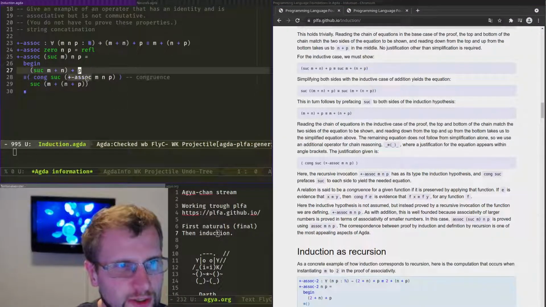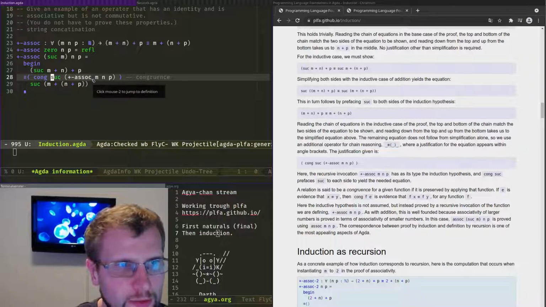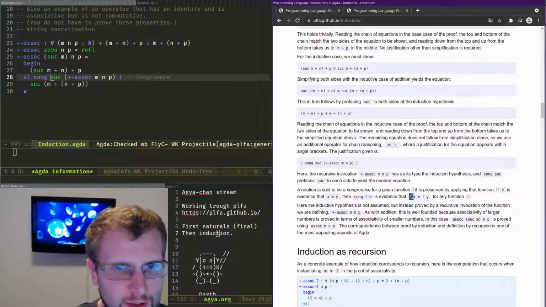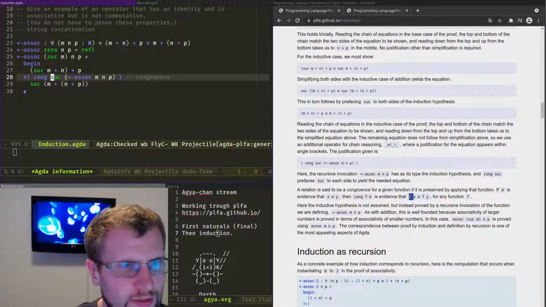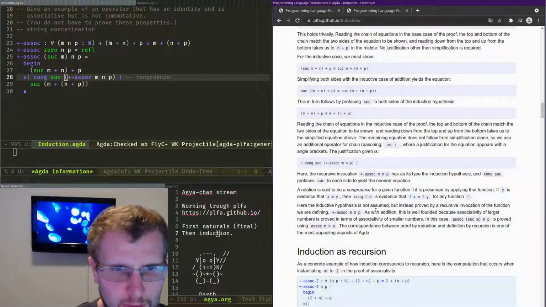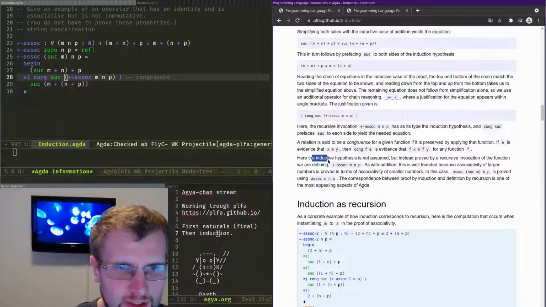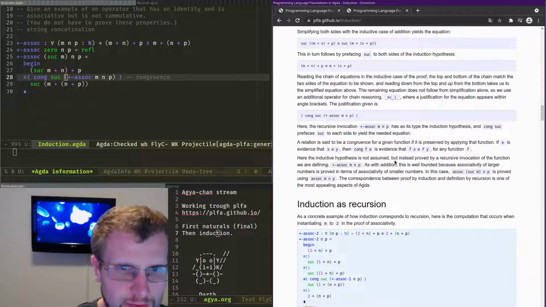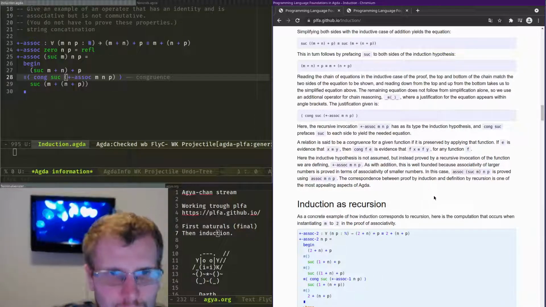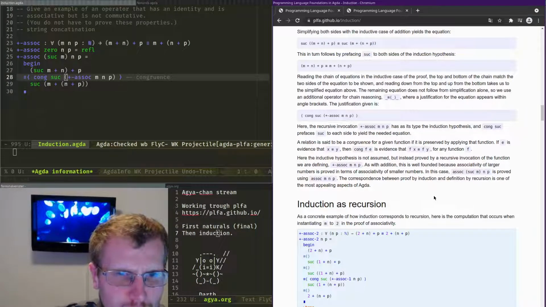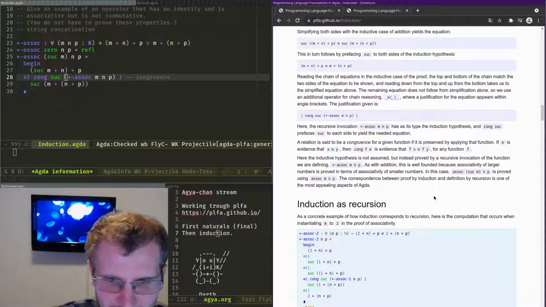Wait, but it's the other way around. Suck. So the function will be treated as suck. That's the f here. And you're putting in the evidence of m and p. I don't know. I probably need more time. Really, the inductive hypothesis is not assumed, instead it is proved by a recursive invocation of the function we are defining, on m and p. In addition, this is well founded because the associativity of larger numbers is proved in terms of the associativity of smaller numbers. Yeah, I need to get some tea because I need to think about it.